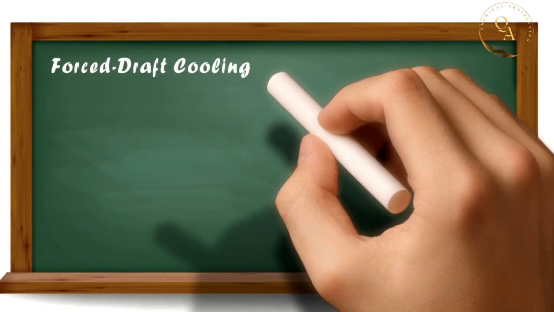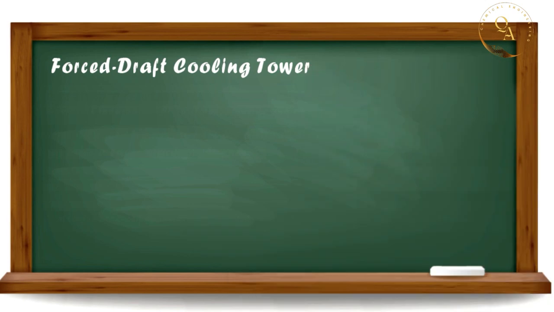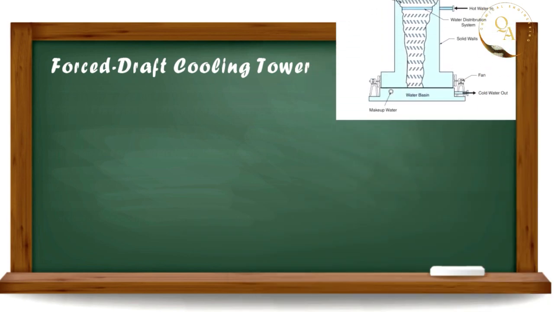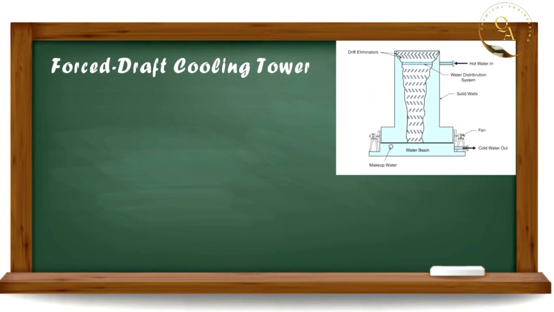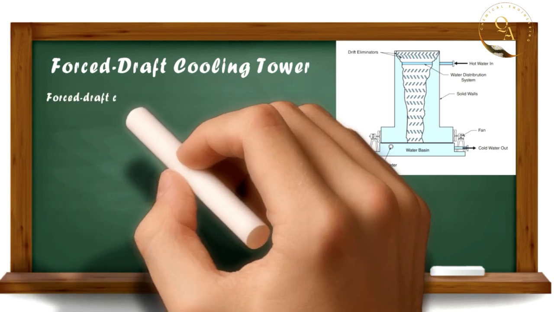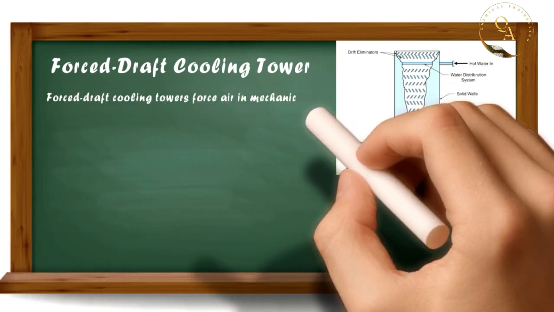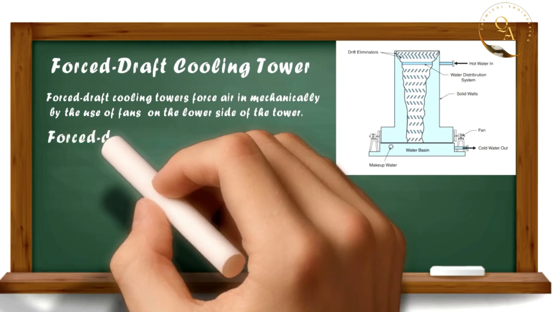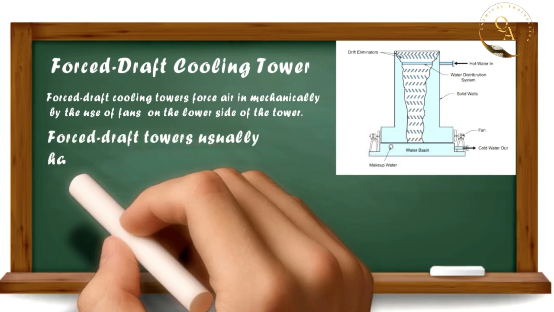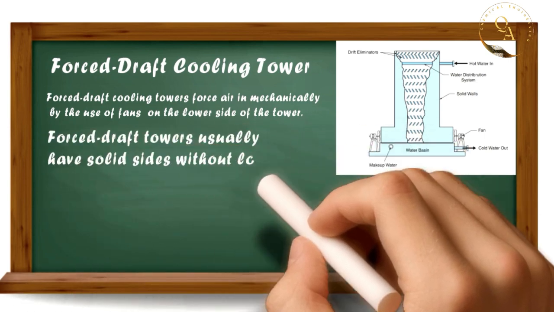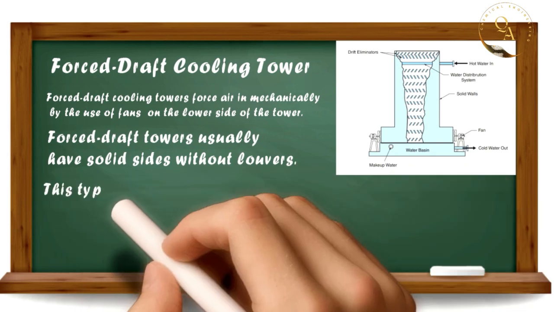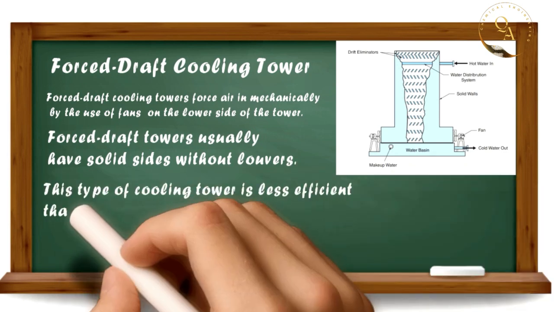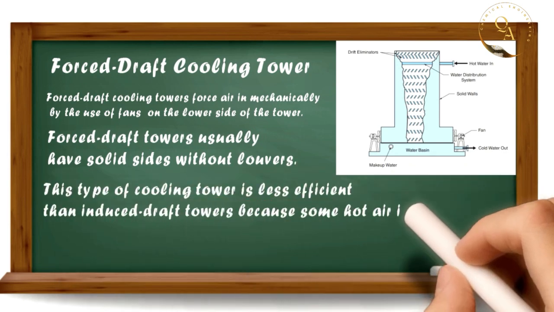Forced draft cooling tower. A forced draft cooling tower forces air in mechanically by the use of fans on the side of the tower. Forced draft towers usually have solid sides without louvers. This type of cooling tower is less efficient than an induced draft tower because some hot air is recirculated.